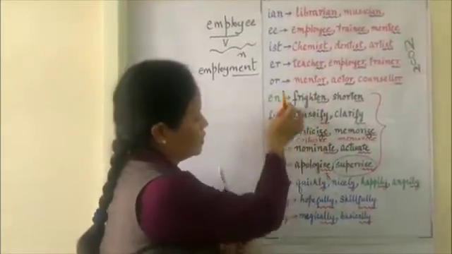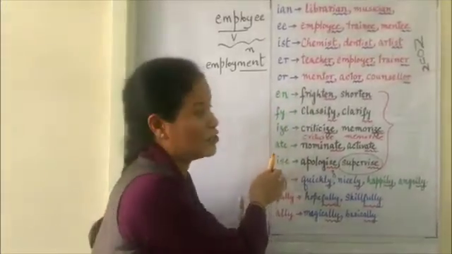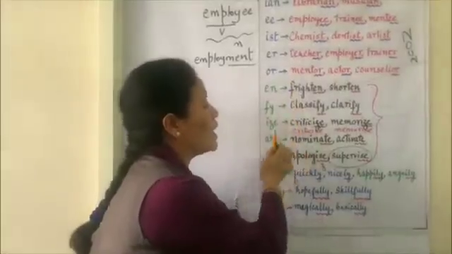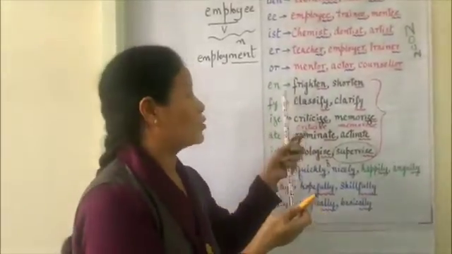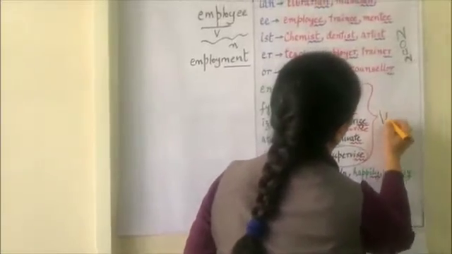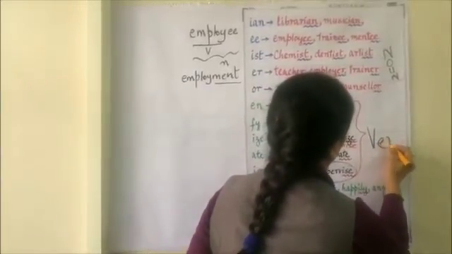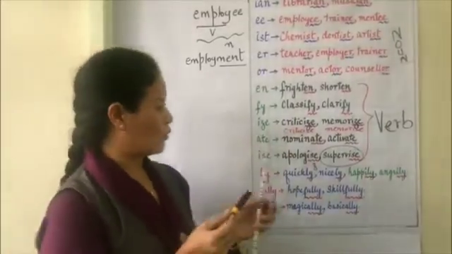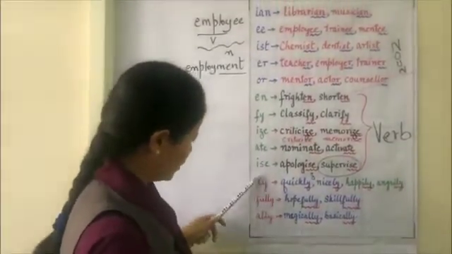Then we have, okay, yeah. So this set of suffixes, you might have noticed: frighten, shorten, lengthen. All these convert the word into its verb form. So these are suffixes that convert a word into its verb form. So finally we have a list of suffixes.